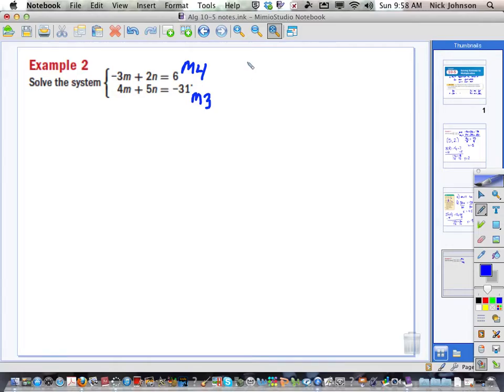So 4 times the negative 3 is a negative 12m, plus 4 times 2n is 8n, and 6 times 4 is 24. Remember, you have to do it to every single thing. I don't know how many times I can say that to make an emphasis on it. You have to do it to every single thing, and some of you will make that mistake. 3 times 4m is 12m. 3 times 5n is 15n. And a negative 31 times 3 is a negative 93.